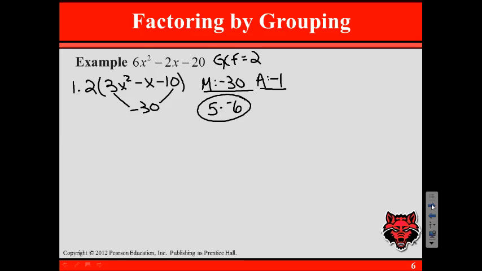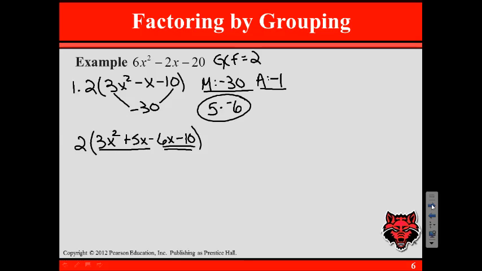Now please remember, once you find the factor pair, you're not finished. You use these to continue the process. So we put these in place of the middle term, and that gives us 3x squared plus 5x minus 6x minus 10.